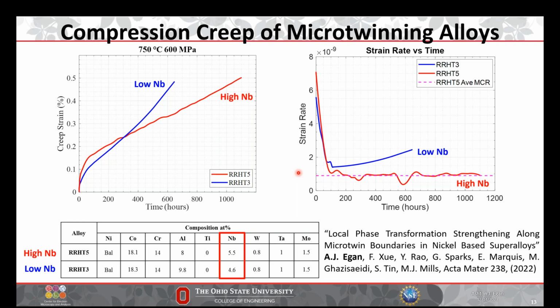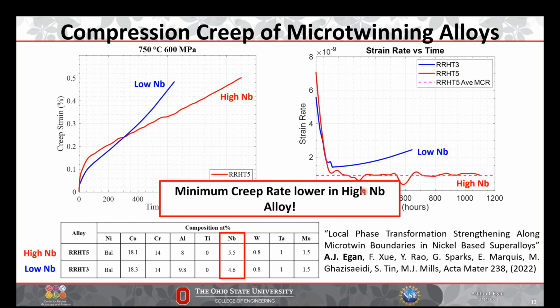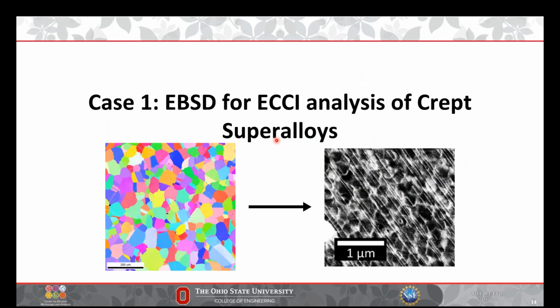And as you can see, it performs a lot better in creep, and by better, I mean a lower minimum creep rate. And so that's good. That's what we want to see. And our alloy design did well. We made a better alloy. But why, right? And so this brings us to our first case, which is using EBSD for ECCI analysis of these crept superalloys, right? So I crept these both to the same percent strain, and then in another test, took them to rupture and found that one was better and one wasn't so good, okay?